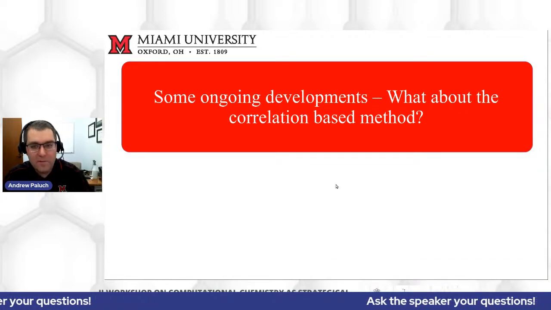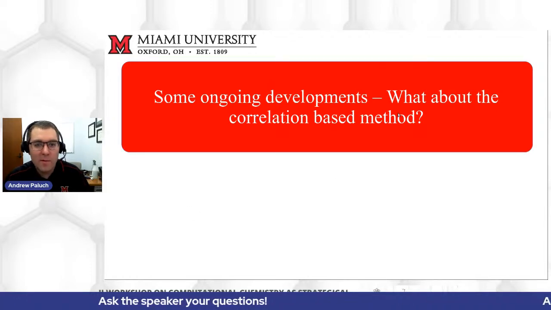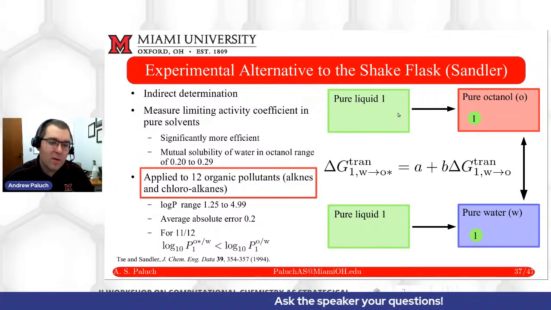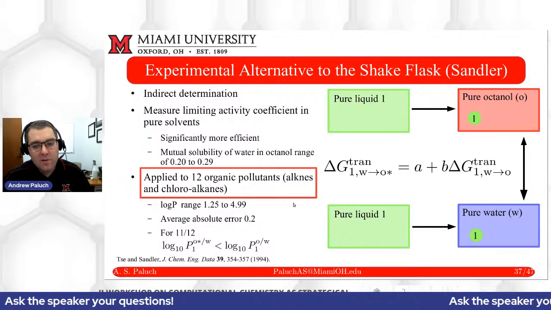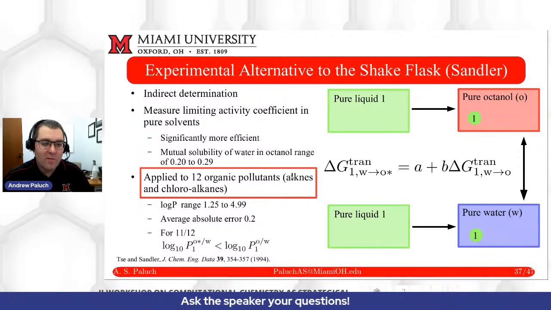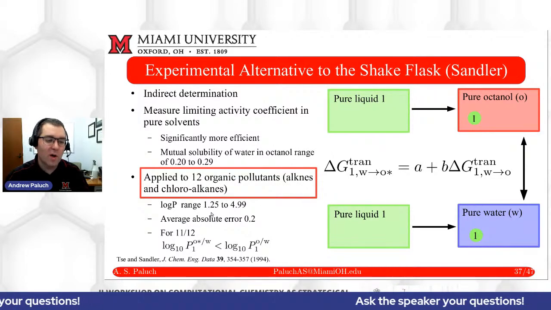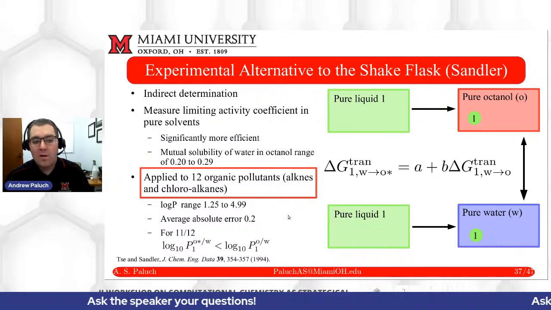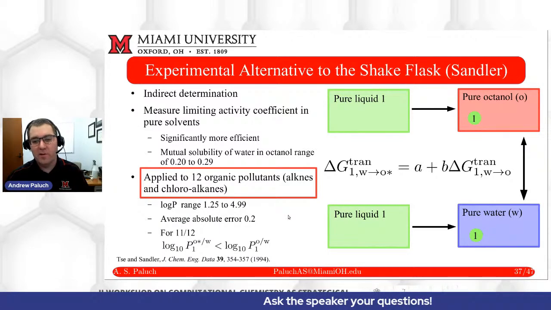And so just a couple of comments, because we're out of time, to touch on some ongoing developments or to give you some more things to think about. If you go back to that work of Sandler and co-workers and apply the lens of the results from sample 7, they found that this correlation worked. But again, they were applying it to 12 organic pollutants, which consisted of alkanes and chloroalkanes. So if I have solutes that are alkanes and chloroalkanes, which all have positive log P's, which means an affinity for that octanol-rich phase over water, the picture I would have in my head is that those aren't solutes that are going to be able to participate in hydrogen bonding.